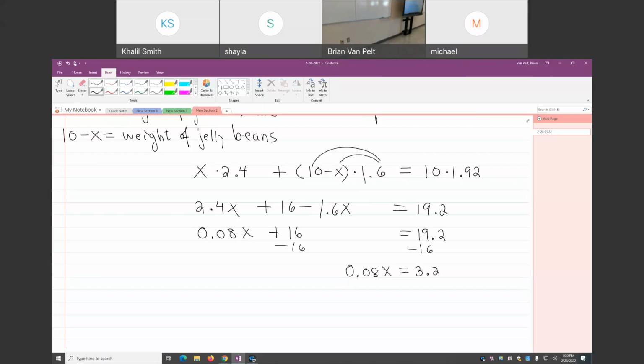And then I'm ready to finish it off. I'll just divide by the 0.08. I made a mistake. Anybody notice it? That's awesome. Alright. The mistake is 2.4 minus 1.6 is 0.8, not 0.08.